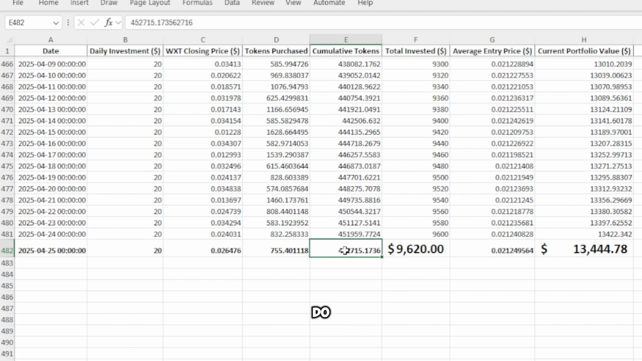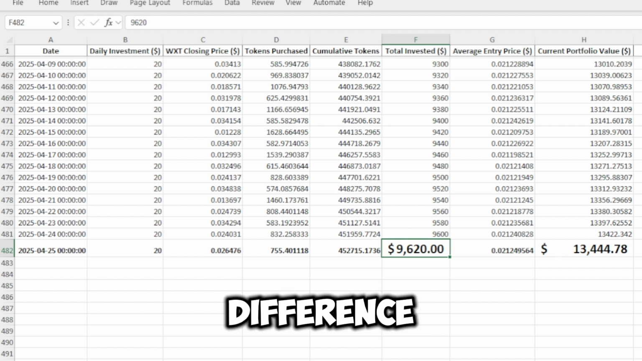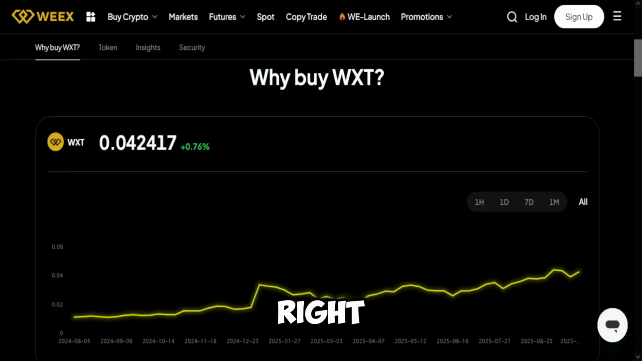So what I need to do is copy the amount of token we have accumulated so far, and then use the current price to calculate this for you so that you see the difference. Once again, this is the power of dollar cost averaging. So what I need to do right now is go to my browser right here.